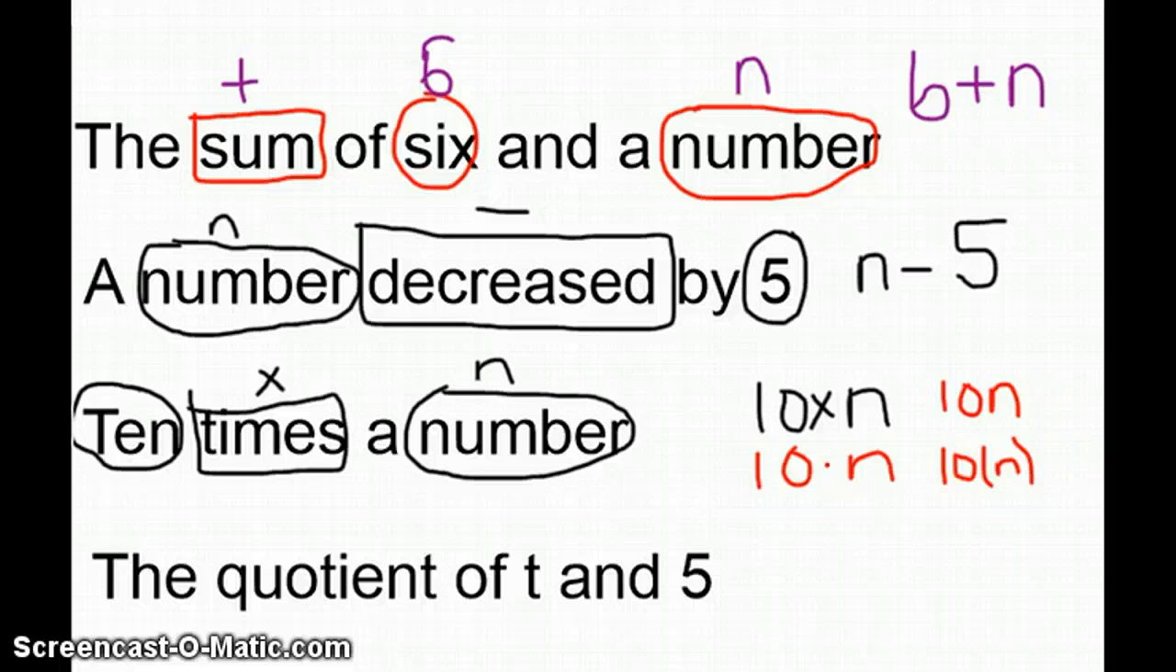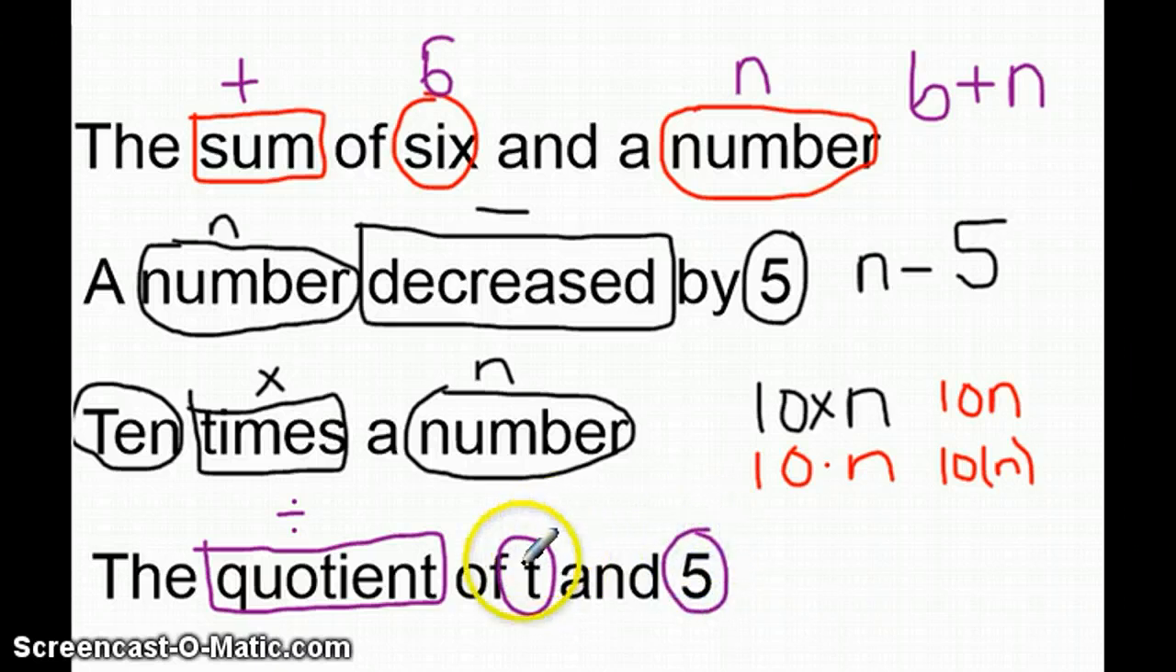Our next example, the quotient. We're going to box in quotient and put our action word above. The quotient means divide. We're dividing t and we're dividing 5. Since t comes first, we have to put that first. T divided by 5. Remember, we could represent division with a fraction. So if we represent it with a fraction, we have to put t on top because it was said first. T divided by 5.